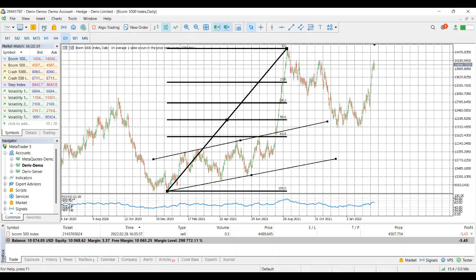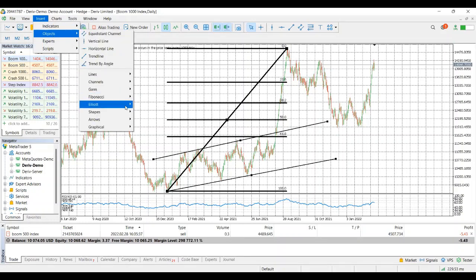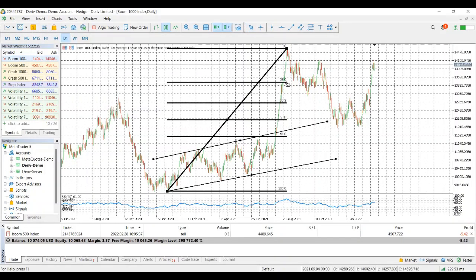Then you can pick your rectangle tool, your object, your shapes, your rectangle, and then look for a 23 to 61 zone for retracement. What happens? You see that if it's selling, it's going to sell within that zone. You realize that price is going to sell and move within the 23.6 and 61.8 zone. So that is your analysis for the daily time frame.